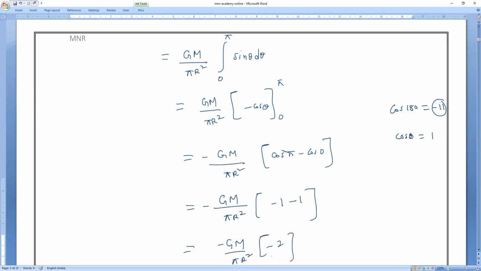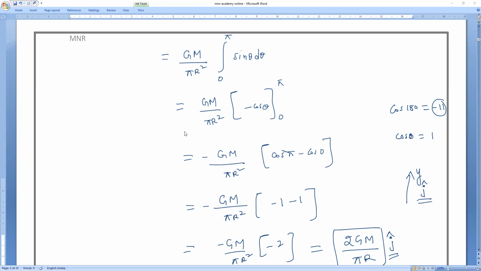This will become minus 2. So minus into minus, it will become plus. So it equals 2Gm divided by pi r square. And it is acting in what direction? Everywhere it is acting only in the Y direction. So for the vector quantity, which cap will come? I cap, J cap, or K cap? J cap. Understand, Manya and Samya? Rishi, understand?